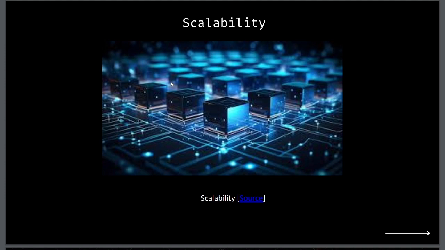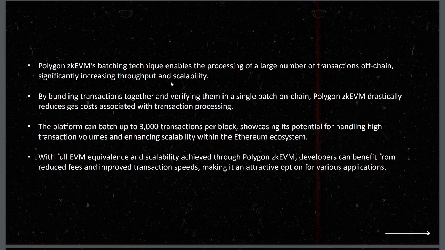Now let's move on to scalability. Polygon Zero batches together a large number of transactions off-chain. It then generates a single cryptographic proof called a zero-knowledge proof that attests to the validity of the entire batch. Now, this single proof is submitted to the Ethereum main chain, representing the batch of transactions. And this platform can batch up to 3,000 transactions per block, as you can see. And it showcases its potential for handling high transaction volume and enhancing scalability within the Ethereum ecosystem.